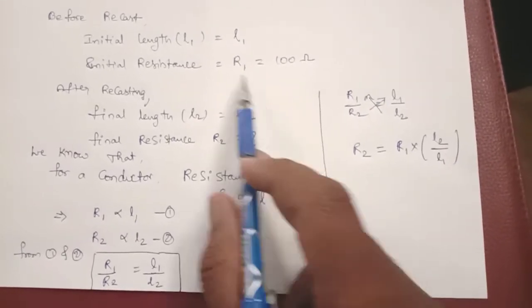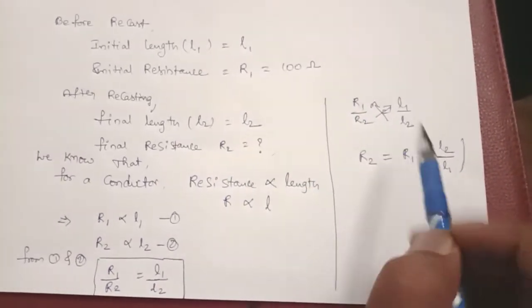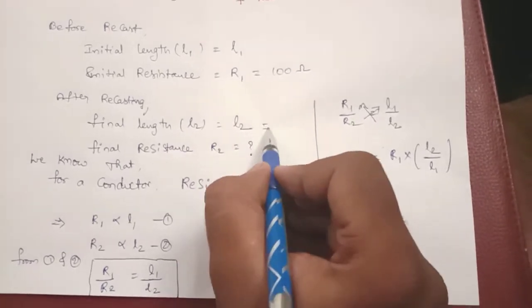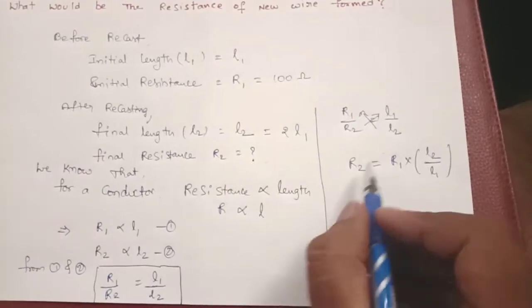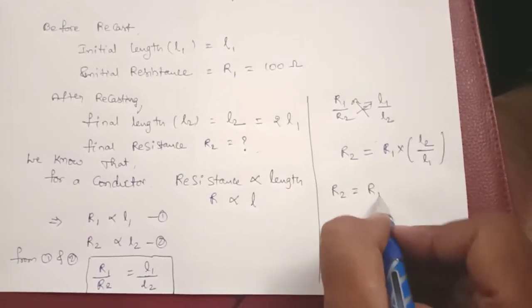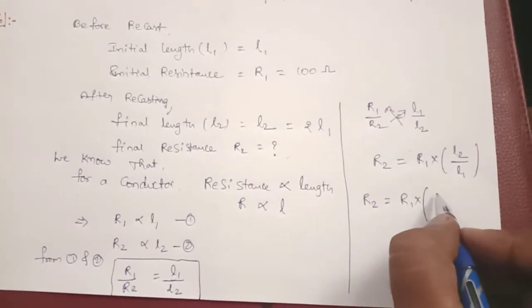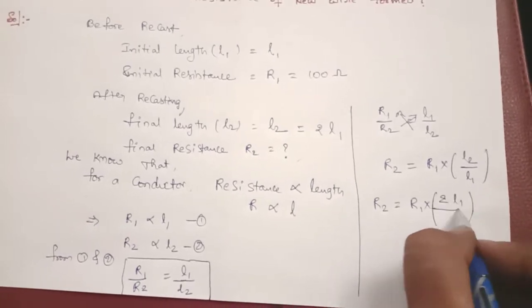We know the values of R1, L1, L2. By substituting all these three values in this equation, we will get R2. So R2 is equal to R1 into L2, which is 2L1, by L1.